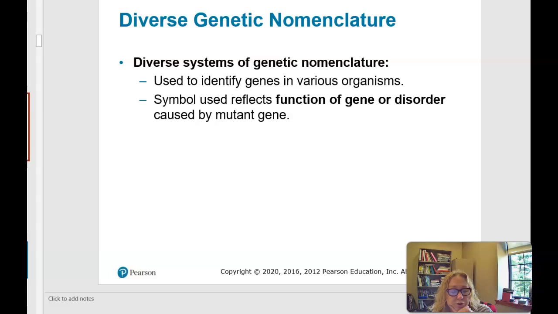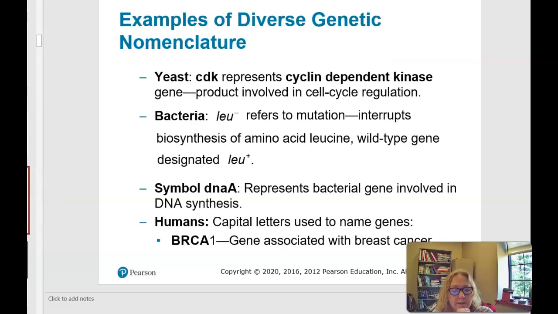Functions of genes or disorders caused by a mutant gene. There are a lot of ways to write these down. Typically, you just have to look them up depending on what organism you're looking at. If you're looking at C. elegans or plants or yeast or bacteria or humans.